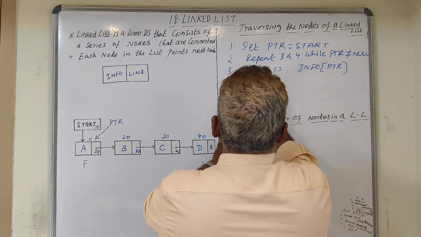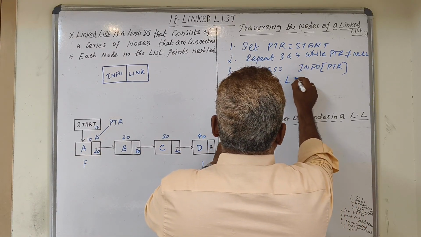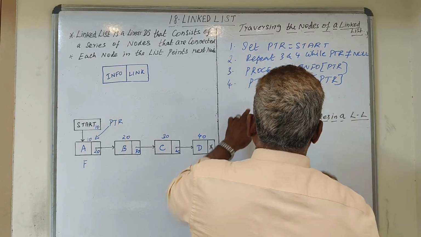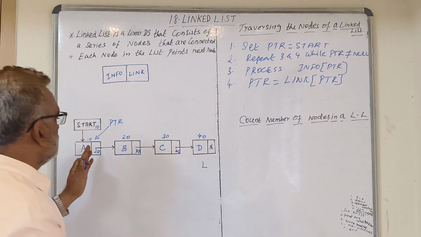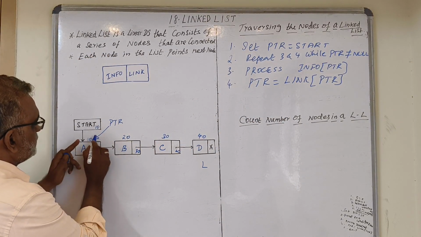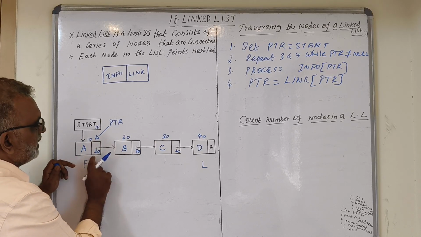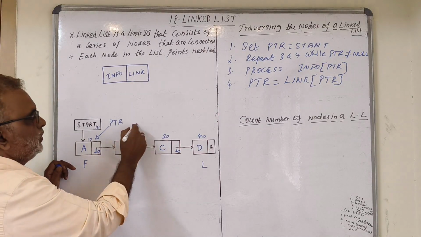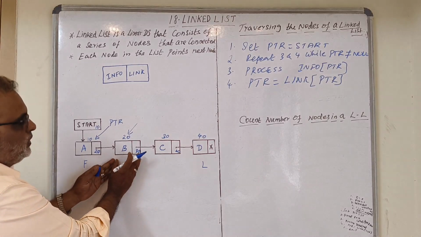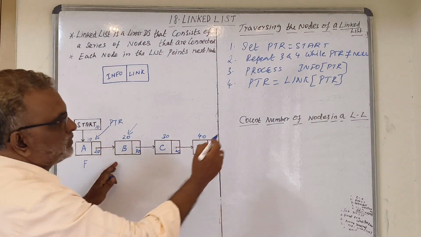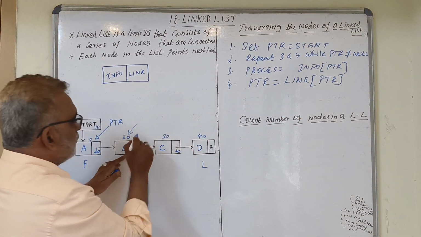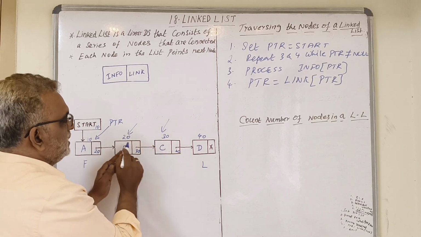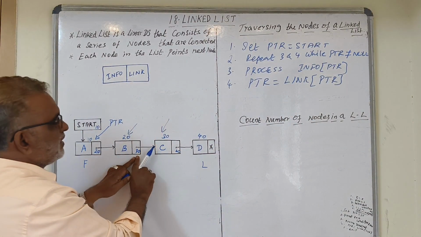Fourth step. Now PTR is equal to link of PTR; we have to move the PTR to the next node. So what are we doing? The link of PTR contains what? The value 20. So we move to the next node, and we process the particular information. Again the PTR is moved to the next location. Now PTR is equal to 30. That is, PTR is replaced by the link of PTR.